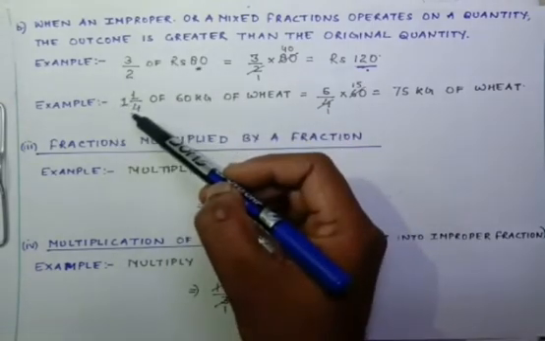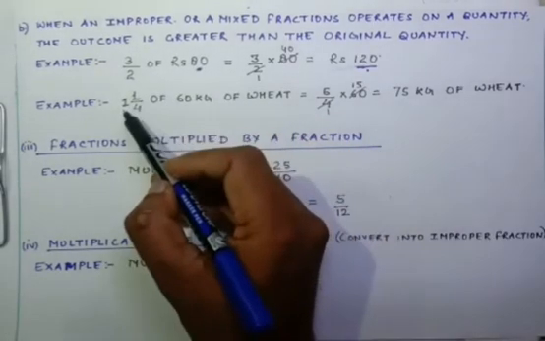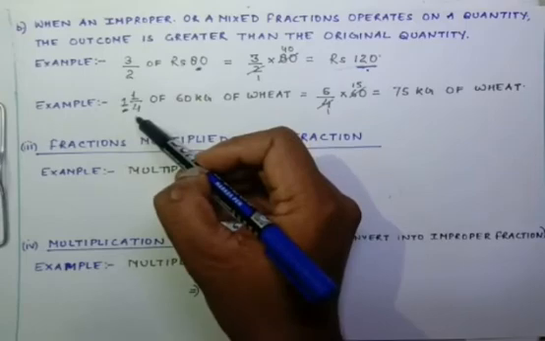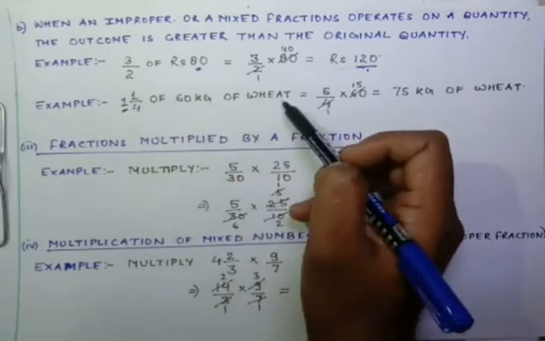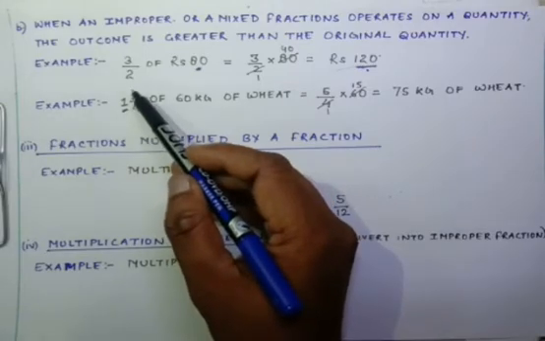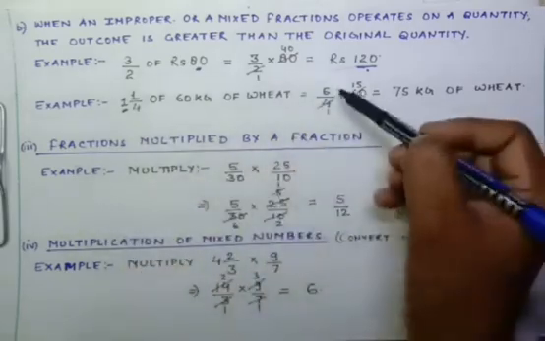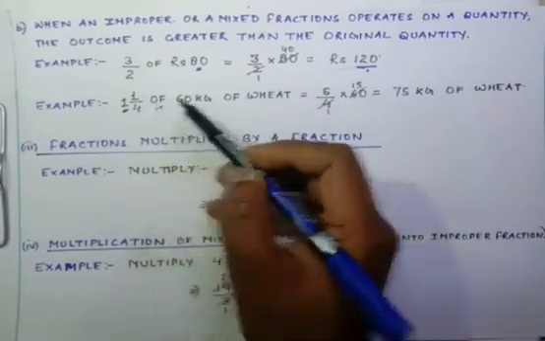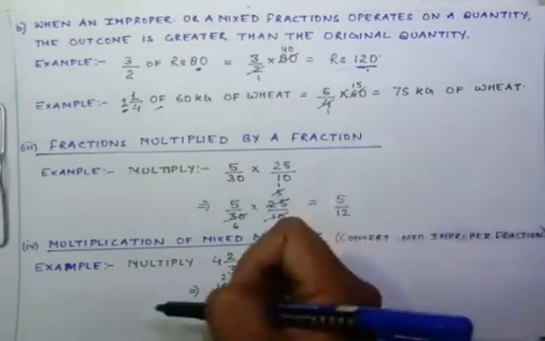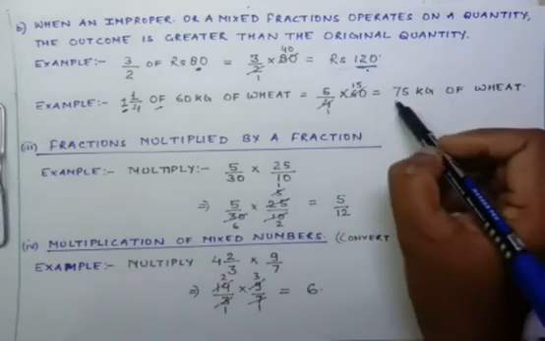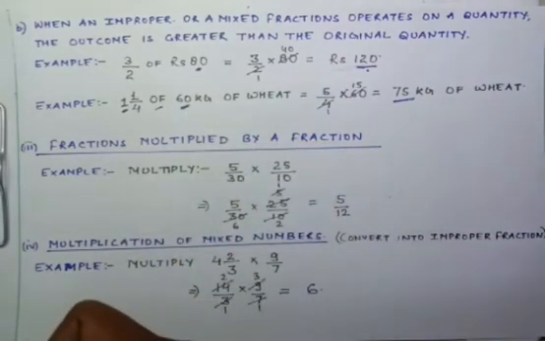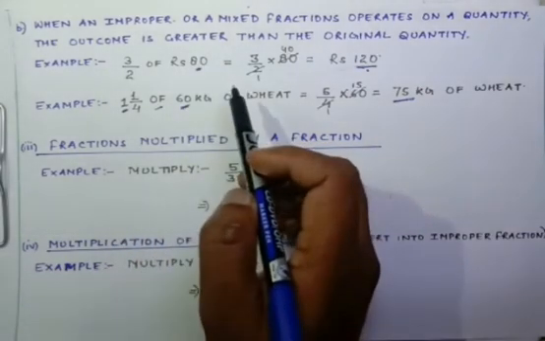Now let us take an example of a mixed fraction. 1 1/4 of 60 kg of wheat. 1 is a whole part and 1/4 is a fractional part. So first of all we are going to convert it into an improper fraction. 4 ones are 4 and 1 is 5. So 5 upon 4, in place of "of" I am going to place a sign of multiplication, into 60. 4 15s are 60. So 15 into 5 is equal to 75 kg. Over here the final quantity is greater than the original quantity. I hope it is clear to everyone.